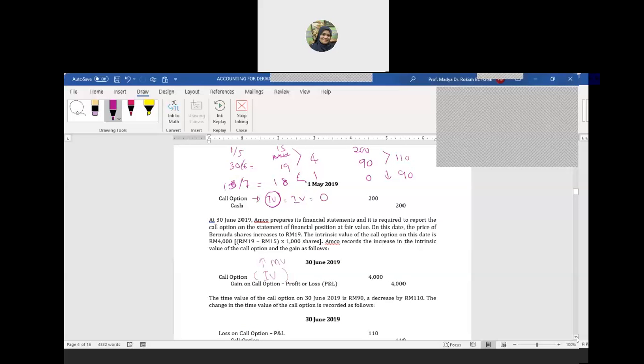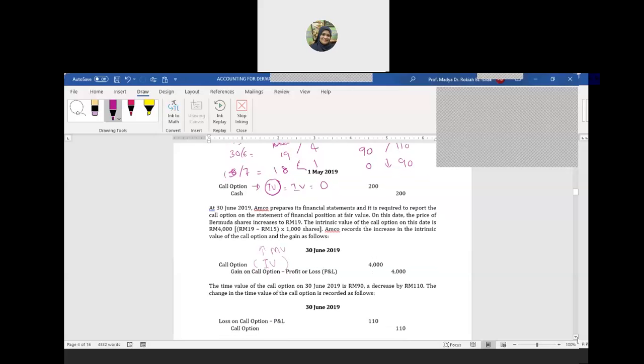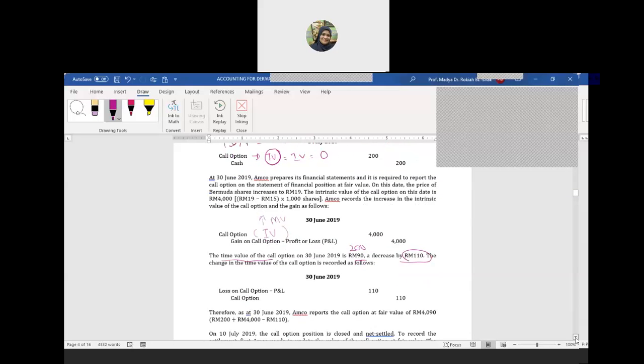At the same time, the value of your time value has been reduced from 200 to 90. So you're going to have a loss on the call option. This one records the decrease in time value, because 200 minus 90 gives you 110. So you're going to debit loss on the call options and credit the call options by 110.